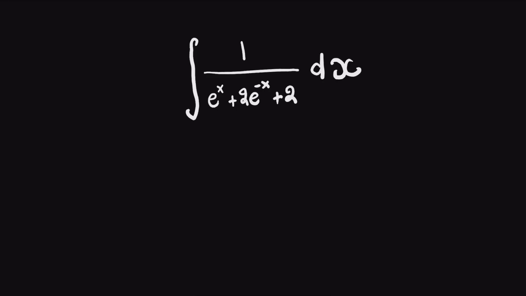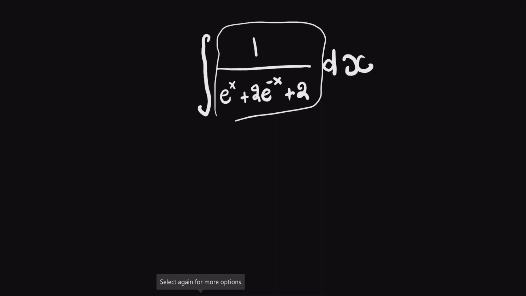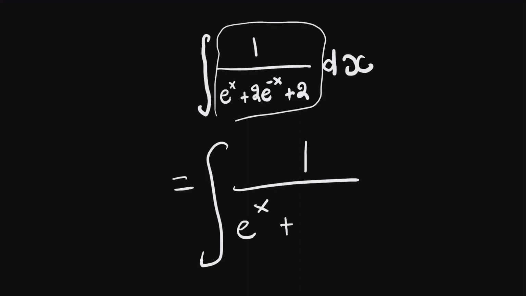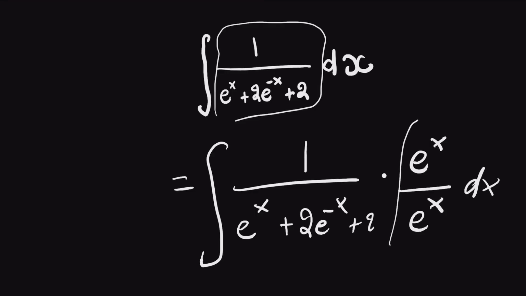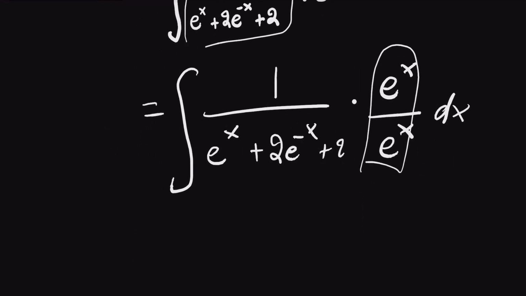So the first thing we're going to do to solve this integral is we're going to go ahead and multiply this fraction right here by e to the x over e to the x. We can do that because e to the x over e to the x is just 1. So then we have the integral of 1 divided by e to the x plus 2 times e to the negative x plus 2 multiplied by e to the x over e to the x dx. Once again, because e to the x over e to the x is 1, this is something that we can do. And this is a trick that usually works for integrals like this.